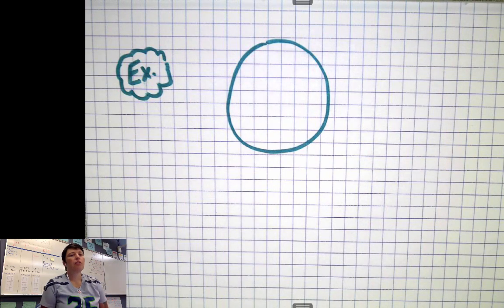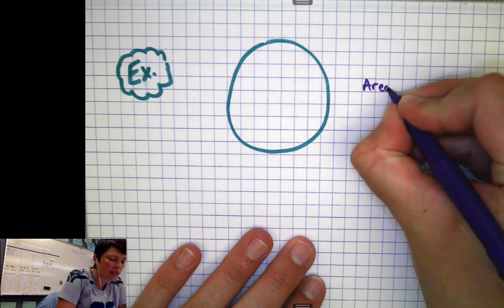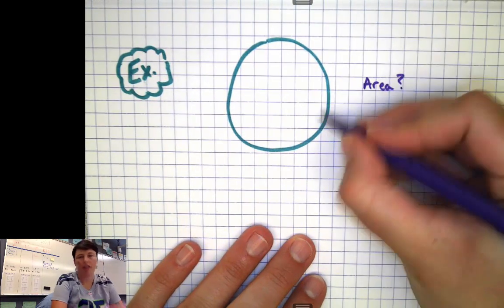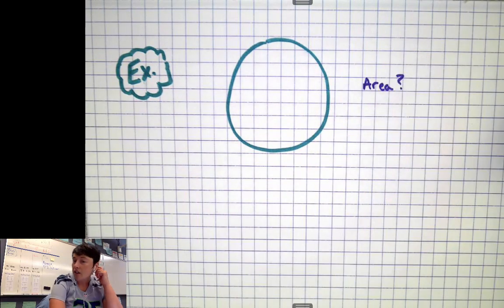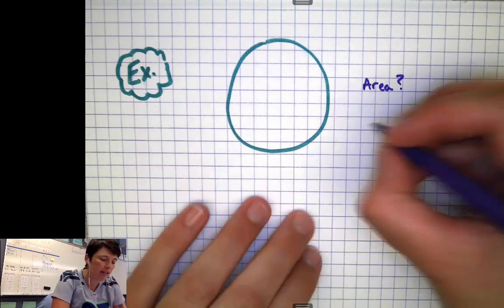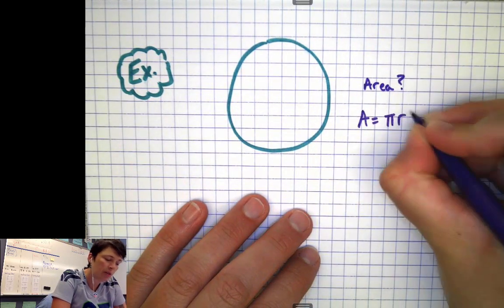And for a circle, if I want to find the area, it's pretty challenging to count squares inside of a circular shape because it's so rounded. These rounded edges make it tricky. So we've developed a formula. We've discovered one that works, and it's kind of unique. It's area equals pi r squared.